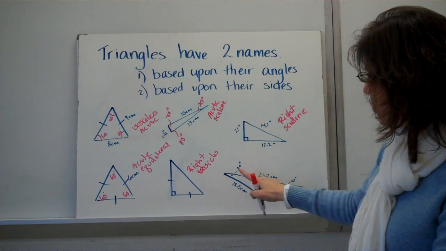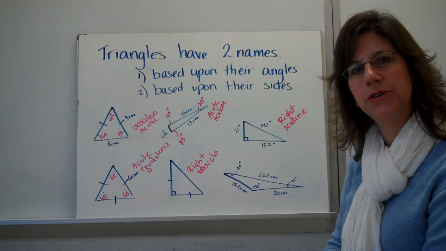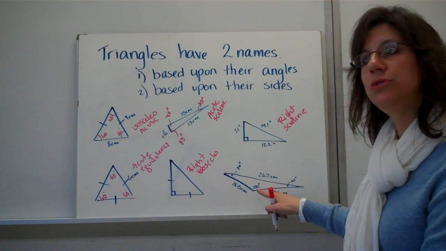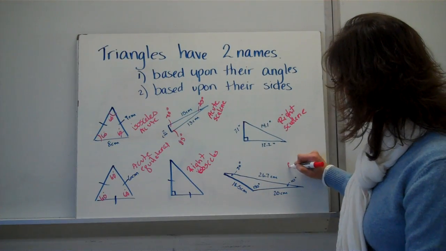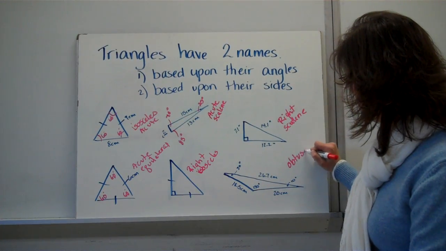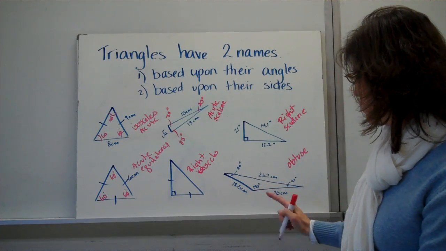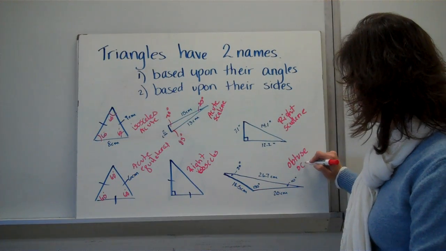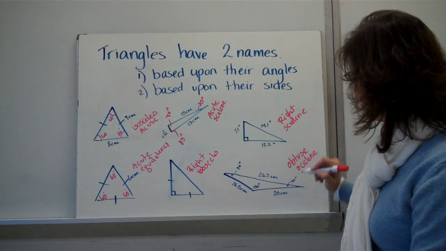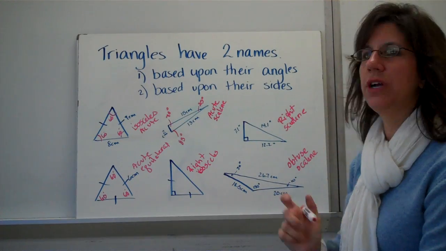And finally, we've got 20, 150, and 10 degrees. Notice the obtuse angle inside there. So we're going to call this an obtuse triangle. And looking at the edges, they're all different. So again, it's scalene. So we have 2 names for each triangle.